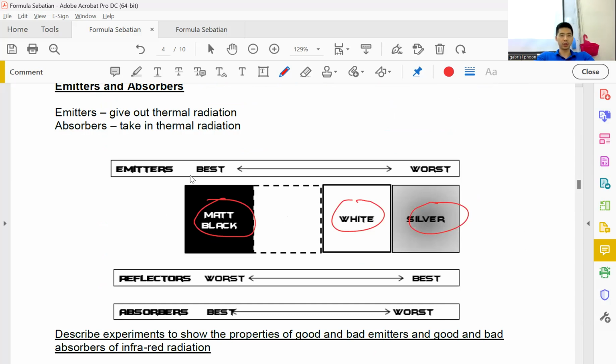Black is essentially the best emitter of heat because it absorbs most of the heat to emit it back. And white, or silver, is essentially the best reflector of heat. They are both extreme ends. So if it's best at one thing, it will be worst at the other thing. Best of one thing, worst of the other thing.